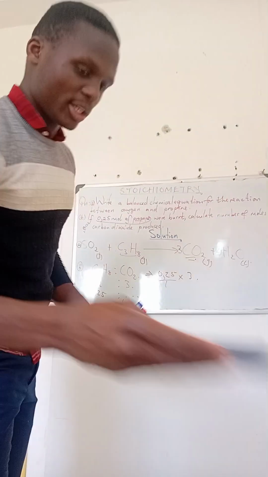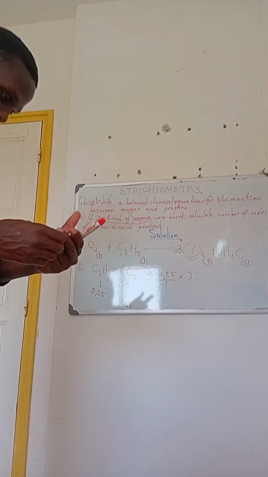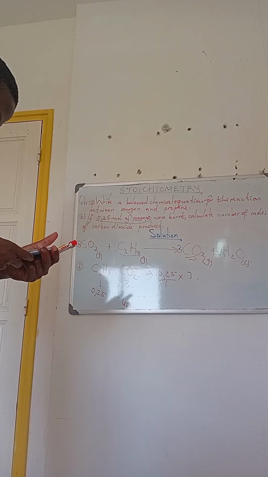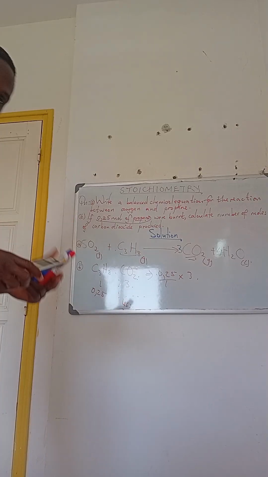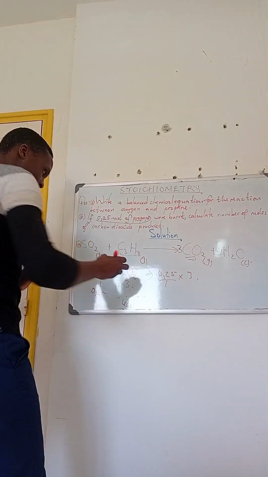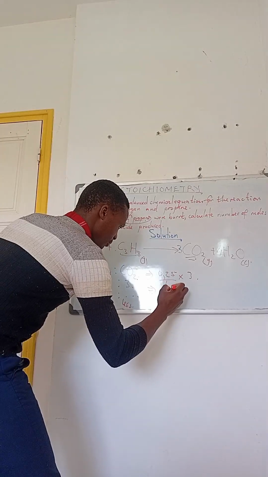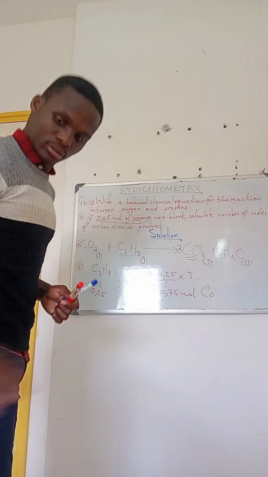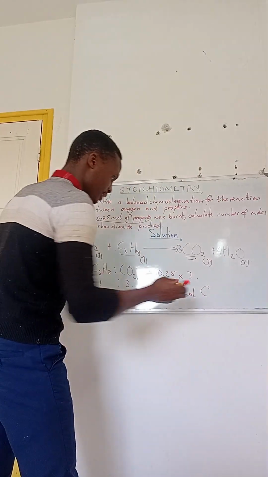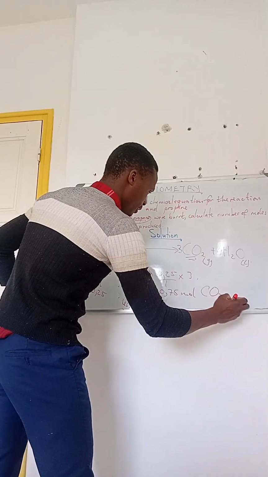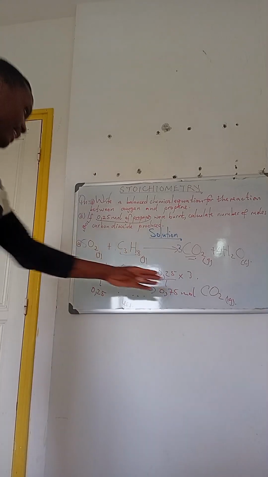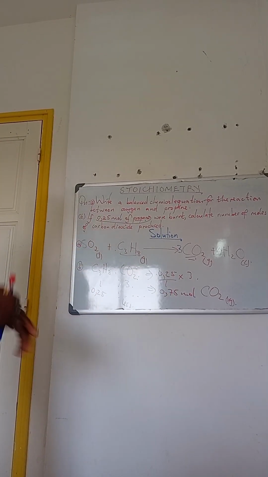We can make use of a calculator to make it very simple. So we are saying 0.25 multiplied by 3. It's 0.75. So it's 0.75 moles of carbon dioxide. That's the number of moles of carbon dioxide which are produced when 0.25 mole of propane were burnt.